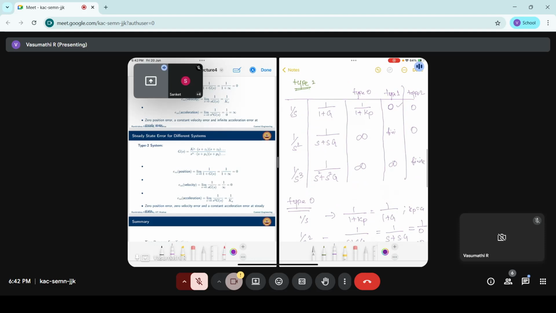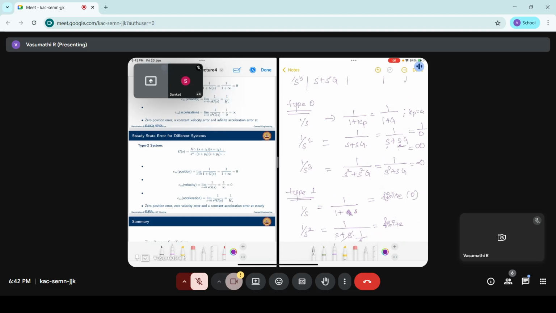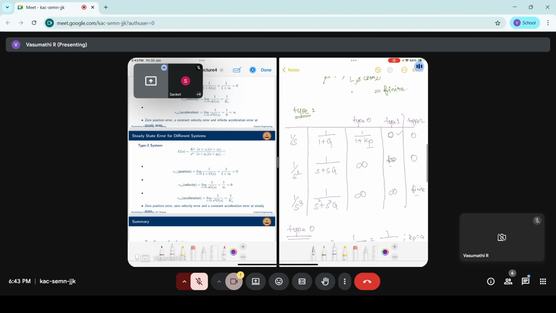Okay, now we have this table. Here, instead of that finite, we want some solid output. So we call this G as KP, and this denominator 1 by SG as KV, 1 by S square G as KA. That's it, nothing else. So this will be 1 by KV, this will be 1 by KA. It's very easy.